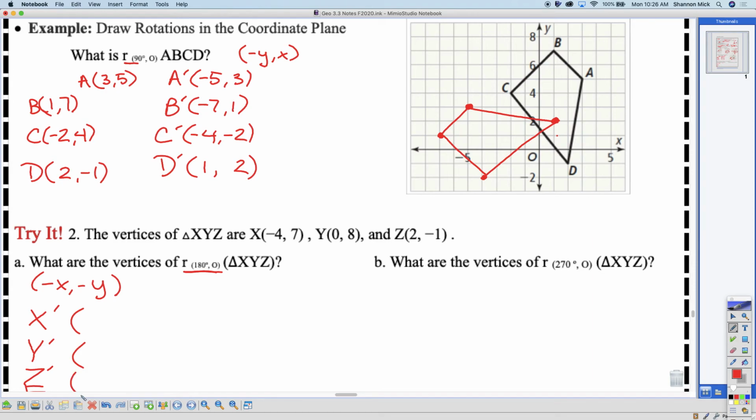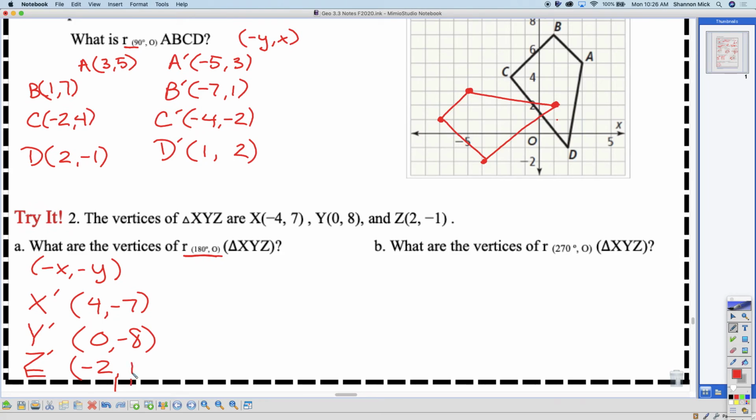Can I start? Yeah. Sure. Why not? No. Four, negative 7, 0, negative 8, and negative 2, 1. Okay. I'm lost. How come we never have to use negative 0? No, this is the homework. And you're going to be in class, so I can help you if you need it.